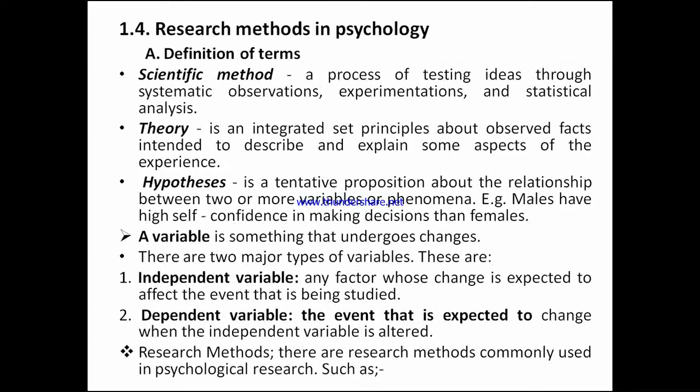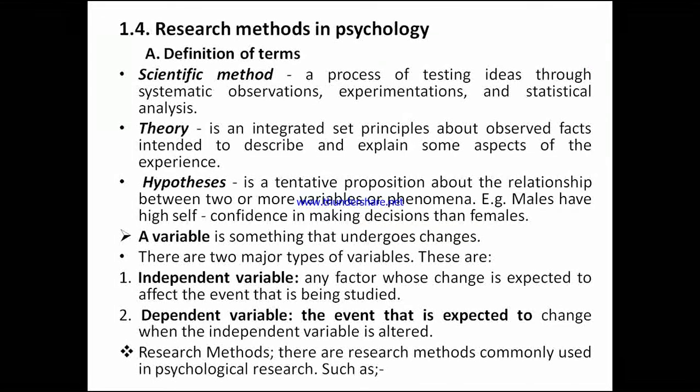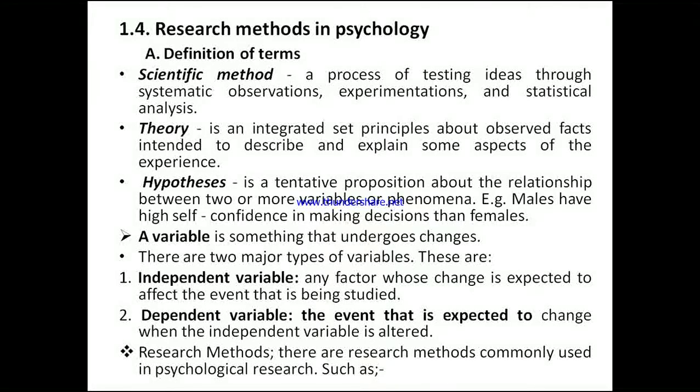The other thing we need to understand when we conduct research is that we always start with a hypothesis. A hypothesis is a tentative proposition, a scientific guess about the phenomena or variables. A variable is something that undergoes change. Something that we need to study is called a variable. A variable can be dependent or independent.